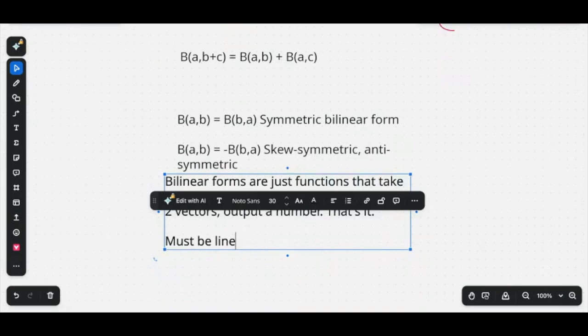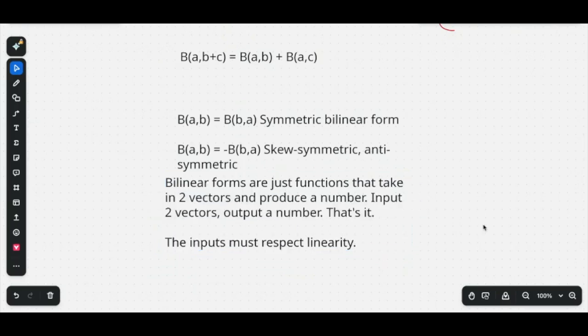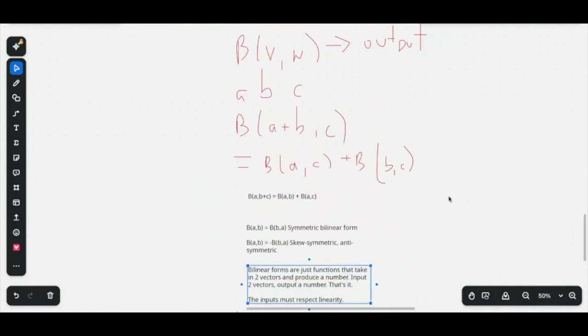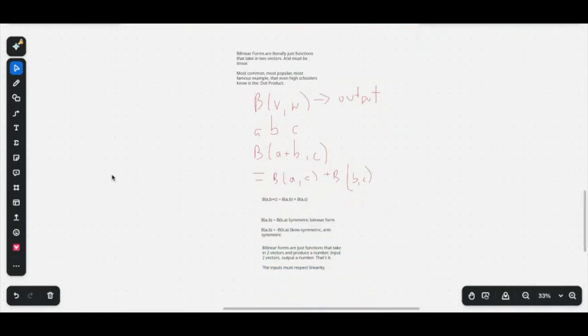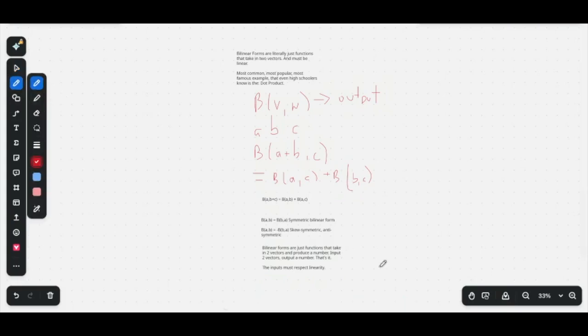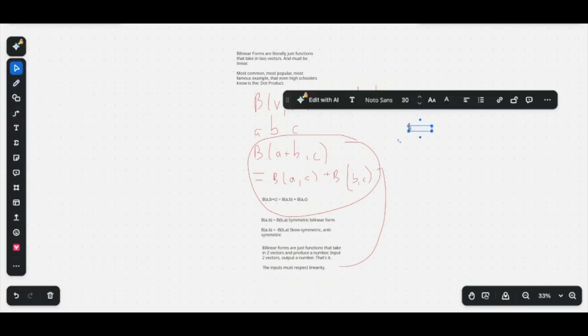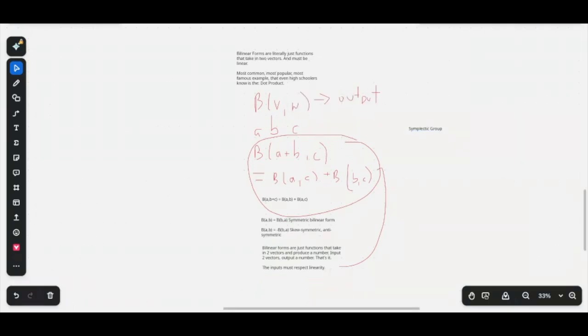The inputs must respect linearity, which is to say this. Yep, that is it. And next we'll be using it to define the symplectic group, which is used in physics and the Langlands program, symplectic structure, and so forth.